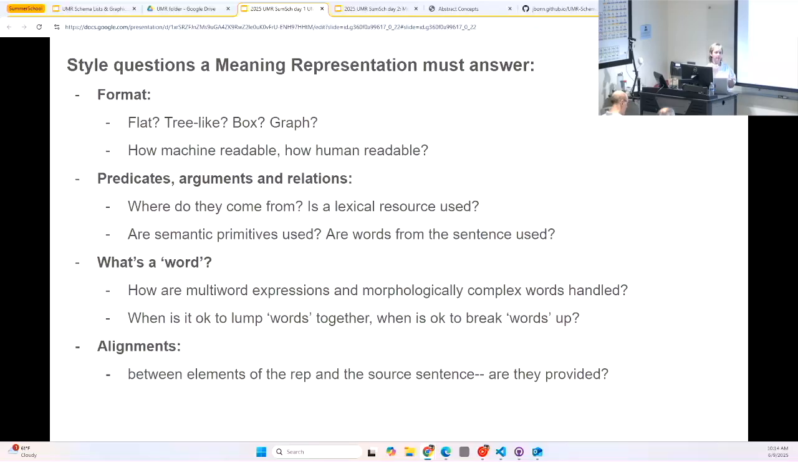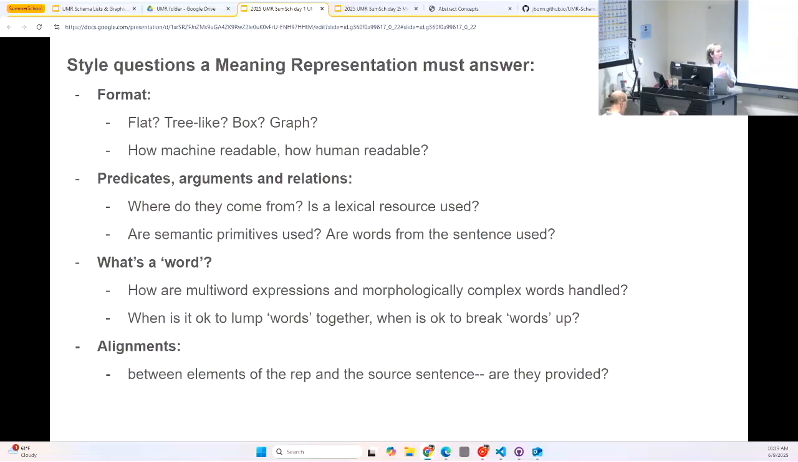Do you want to have a flat representation? Do you want to have a box representation, or a tree, or a graph like AMR? All of this started with roots in formal logic. So that's a different way to go. There are questions about how important it is to have your output be human readable. I mean, it's great for it to be computer readable, but it's nice to also be able to look at the box and have it be kind of intuitive. The predicates and arguments and the relations.